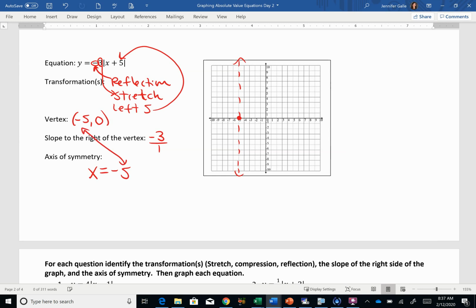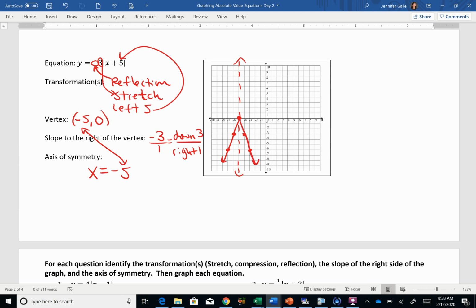Those two always match. Now I start at my vertex and I need to do my slope. The -3 is going to cause me to go down 3. +1 is going to go right 1. Down 1, 2, 3, right 1. 1, 2, 3, right 1. Reflect those points over the axis of symmetry.